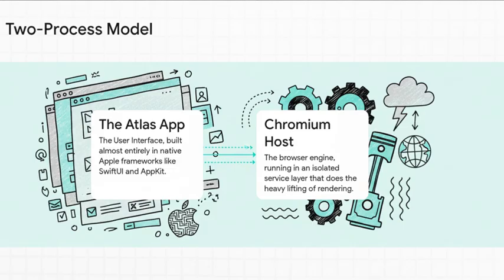Well, on one side, you've got the Atlas app. This is the user interface, the thing you actually see and click on, and it's built with all the modern, shiny, native Apple stuff. Then on the other side, running completely on its own, is the Chromium host. That's the workhorse, the engine, doing all the heavy lifting of rendering websites. They're basically two different apps that have to constantly talk to each other to get anything done.